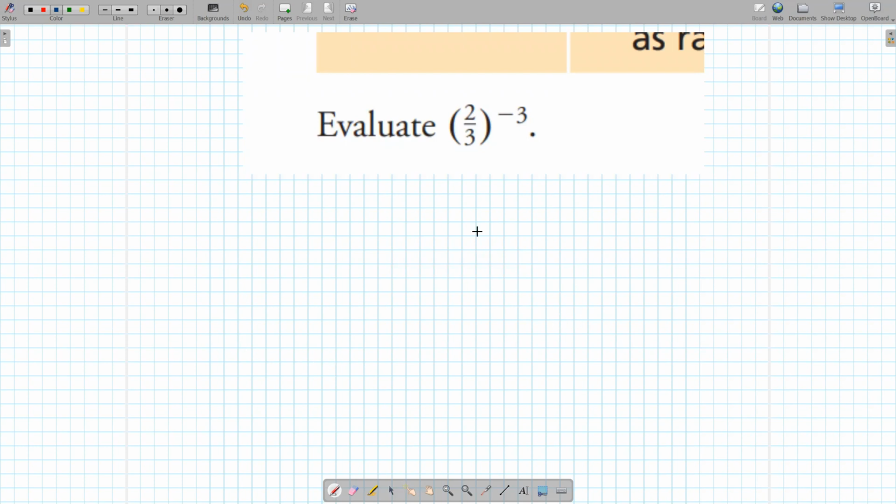This is what you do, okay? We're gonna toss it in the denominator like we did before, and the exponent becomes a positive, right? And what is 2 over 3 to the power of 3? This one you can do individually. What do I mean by that? The exponent applies to both the numerator and the denominator. So 2 to the power of 3 would be an 8, and 3 to the power of 3 would be a 27.